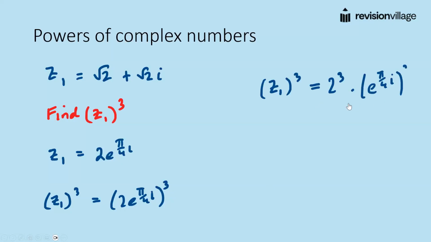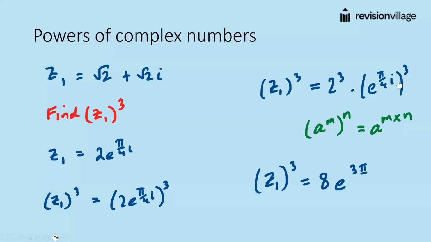So just noting that here on the right-hand side. 2 to the power of 3 is 8. And what we can do with the second part of this is just note this rule for exponents. A to the power of m, all to the power of n is just a to the power of m times n. So therefore, what we're going to have up here is just 3 times pi over 4 i, which is 3 pi over 4 times i. So we can say quite quickly from there that this is a complex number, z1 cubed, with a modulus of 8 and an argument of 3 pi over 4.